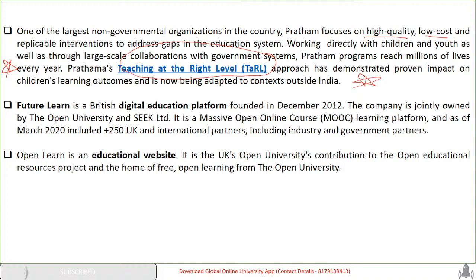When we talk about Future Learn, it's a British digital education platform which was founded in December 2012. The company is jointly owned by the Open University and Seek Limited. Again, it is a massive open online course platform, and it has a fresh update, that is the March 2020 update. It has included many international partners, including industry and government also.